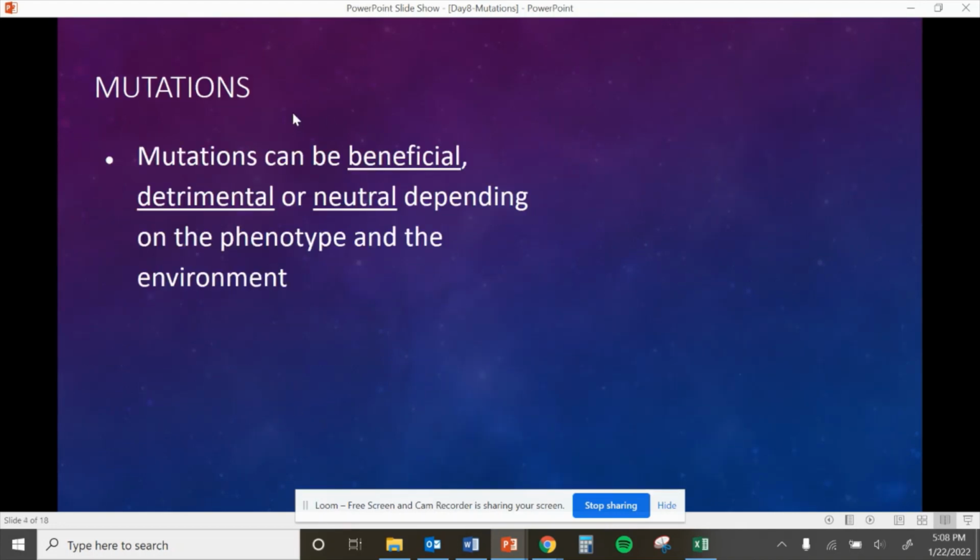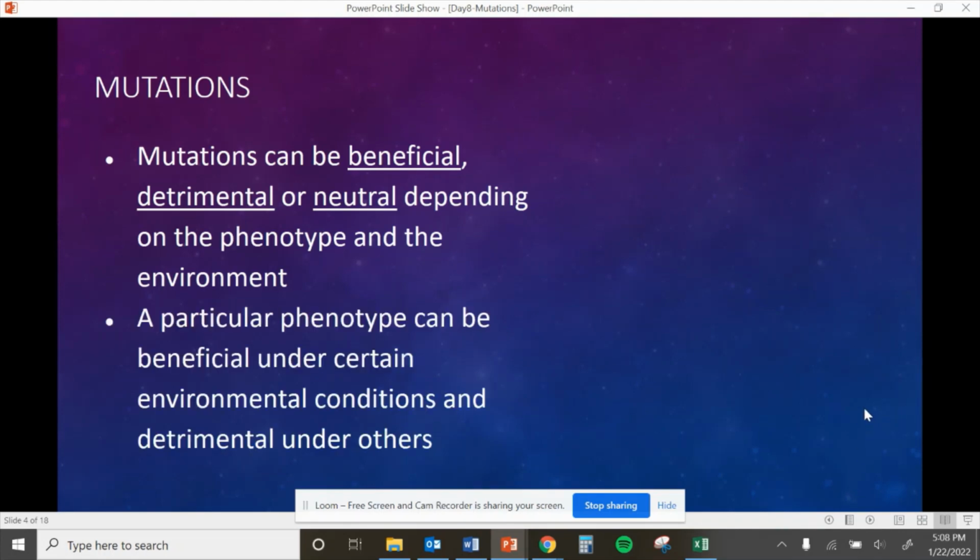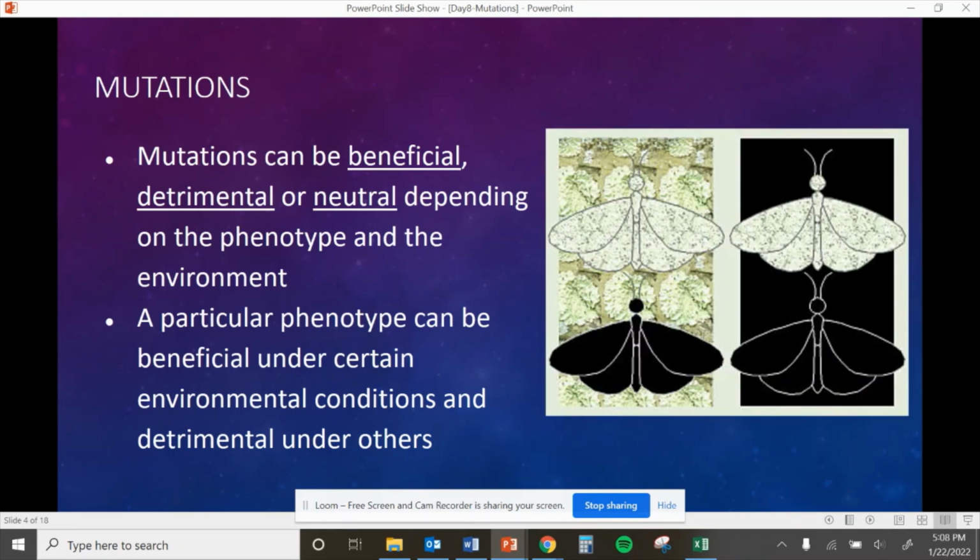Okay, the effect of mutations can be beneficial, detrimental, or neutral depending on the phenotype and on the environment that it's in. A particular phenotype can be beneficial under some environmental conditions and detrimental under others. This is getting at our idea of natural selection: in different environments, something could be beneficial, and in a different environment, it could no longer be beneficial. These mutations are affecting the phenotype, and the environment determines whether they are helpful or not.